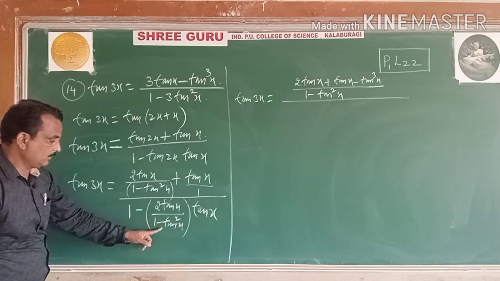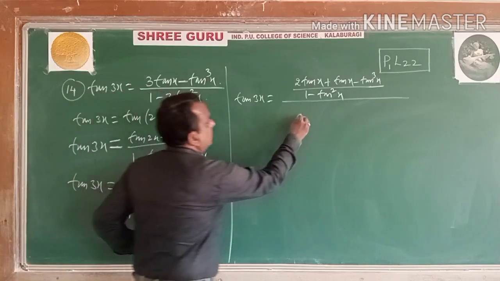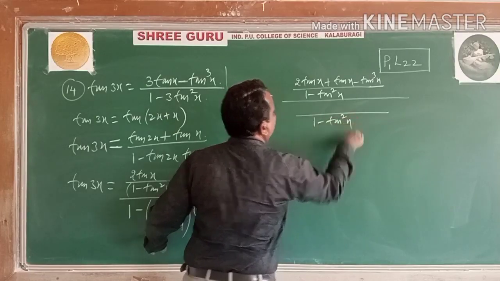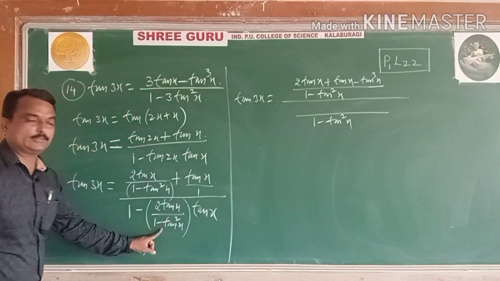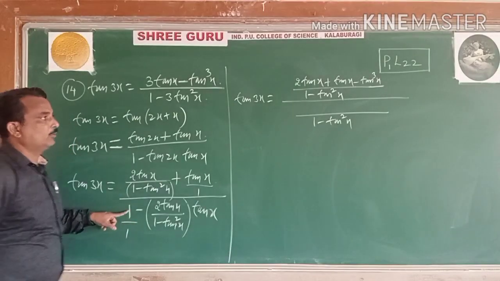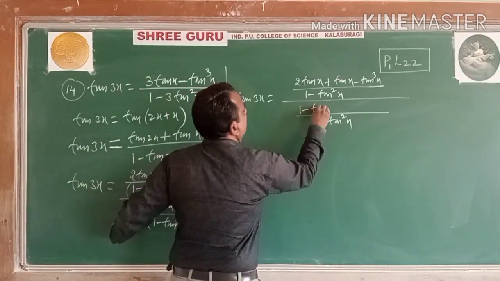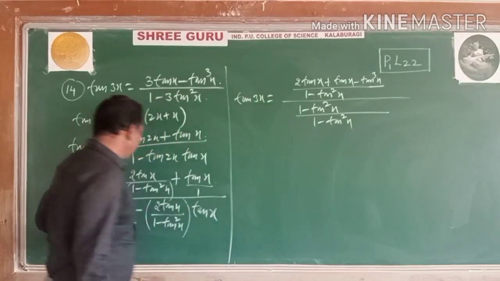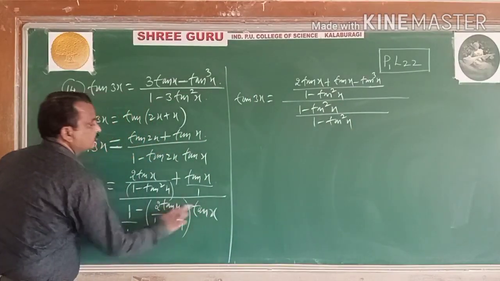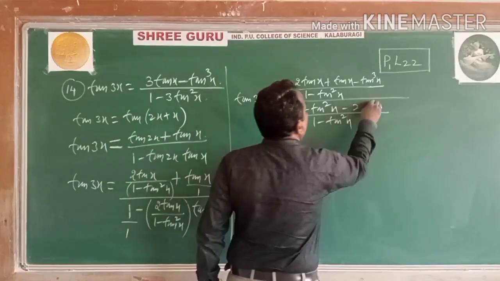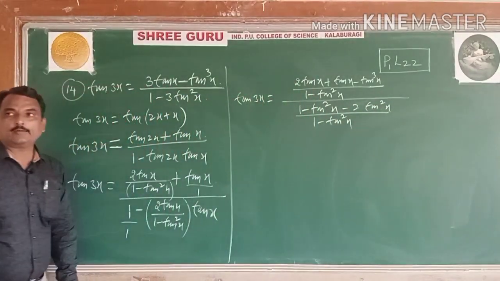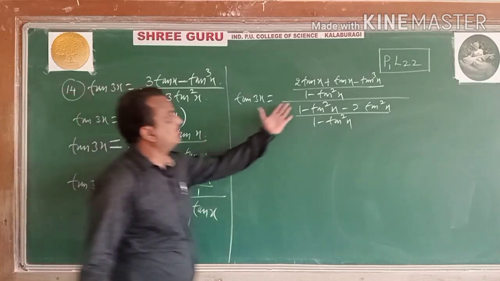Similarly, I am taking LCM in the denominator also. 1 minus tan square of x is the LCM. Here multiplying, 1 minus tan square x, and this is minus 2 tan x into tan x, minus 2 tan square of x. This simplification is, I think, clear, students.